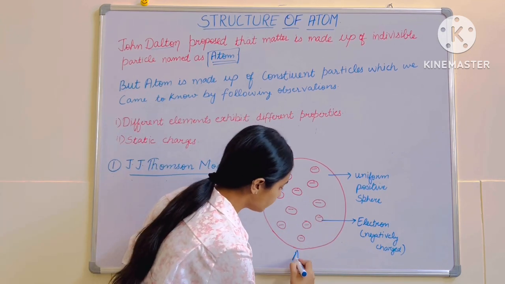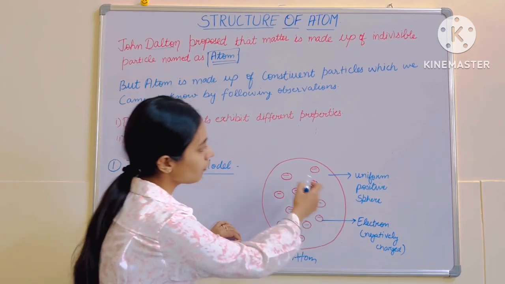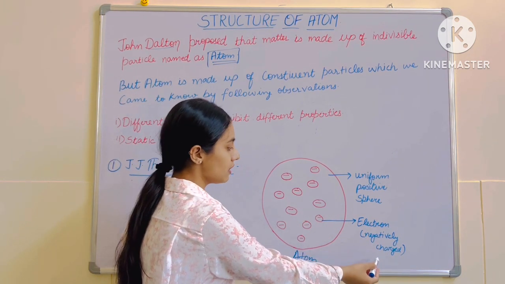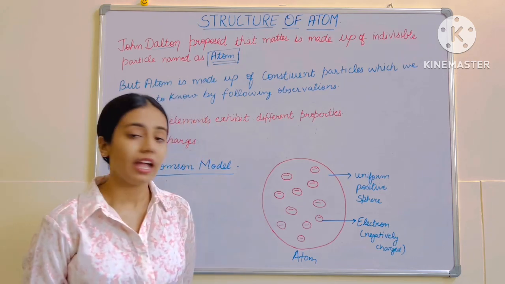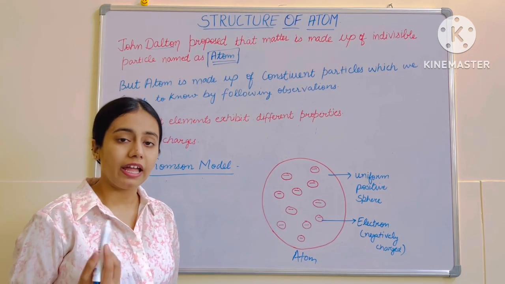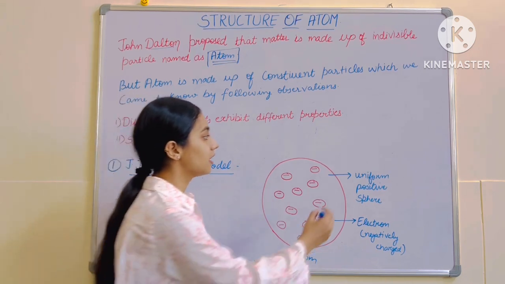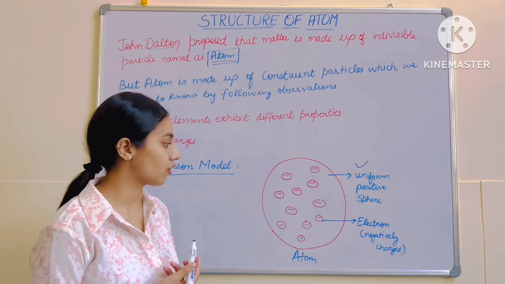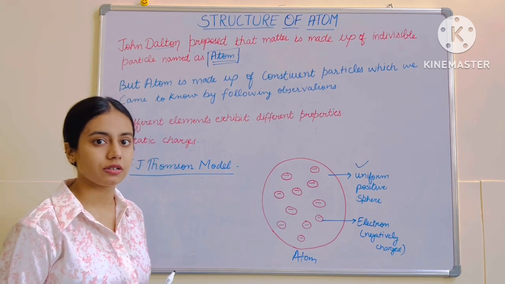This is the atom, a uniform positively charged sphere, and electrons, which are negatively charged, are embedded in it. And he compared this model to a watermelon. Here the edible part is the uniform positive sphere and the seeds are the electrons, which are negatively charged.